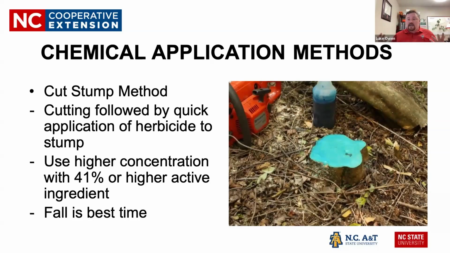How do we apply a chemical effectively? There's several different ways we can apply our chemistries. We've talked about the cut stump method, which basically means physically cutting off the plant at the base level or at soil level. As soon as we cut, we want to quickly follow that up with an application of herbicide to that stump. Typically, we want to use concentrations of 41% or higher. This is going to allow for effective translocation down into the root system.